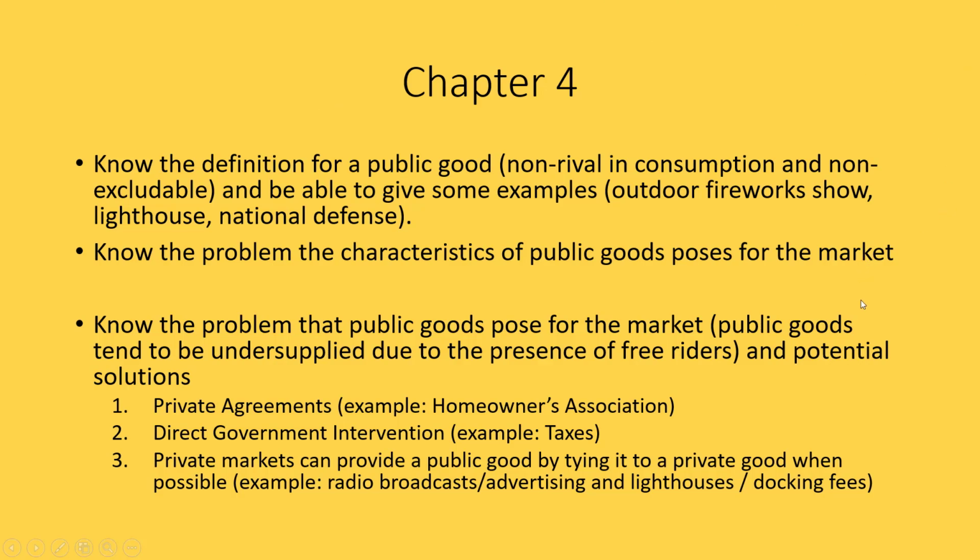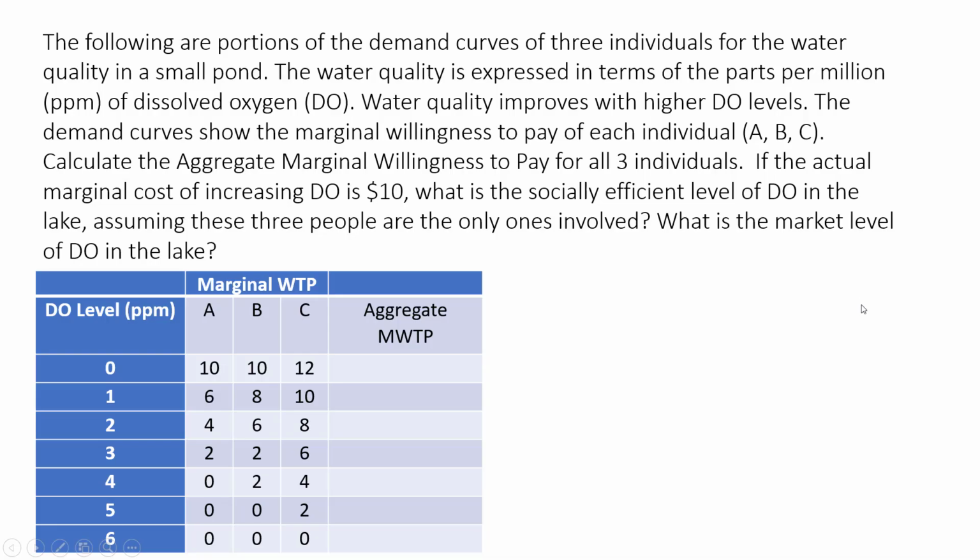So we went through a quick example in class on how to figure out exactly what the market would provide versus what would be provided from a socially optimal standpoint. Let's go through another example to make sure you can do one on the exam. It says the following portions of the demand curve of these three individuals for the water quality in a small pond are given here. The water quality is expressed in terms of the parts per million of dissolved oxygen, so water quality improves with higher dissolved oxygen levels. The demand curve shows you the marginal willingness to pay of each individual for these different levels of dissolved oxygen.